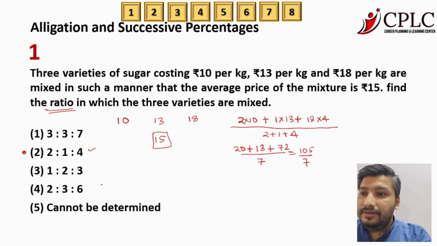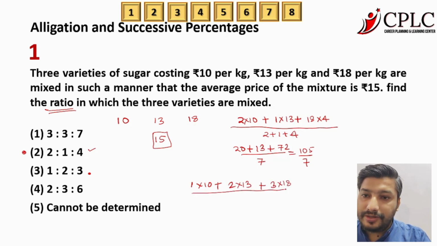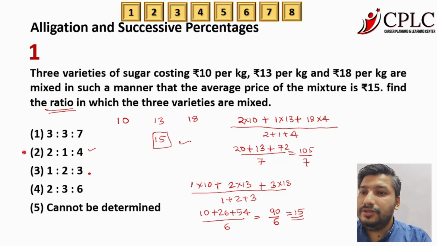Now let's try with the other option, which is, let's say, 1:2:4. So same calculation, 1 kilo for 10 rupees, 2 kilo for 13 rupees and 3 kilos for 18 rupees. If I mix them in this ratio, I will have 6 kilos of mixture. So 10 plus 26 plus 54 divided by 6, which is again going to be 90 upon 6, which is again going to be 15 rupees as the average, which is again this answer is matching. So basically this option is also there.